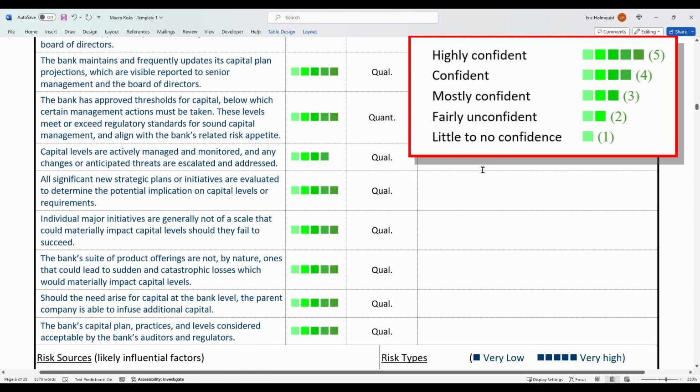All significant new strategic plans or initiatives are evaluated to determine the potential implication on capital levels or requirements. This one I'm not as comfortable with. We've got some new initiatives we've proposed that I think when we think about these, we tend to focus a lot on the possible benefit, but I don't know that we do enough analytics. So I would say I'm only fairly confident in that because I think we need to analyze some of these initiatives a little deeper to see if they could have losses that could impact capital levels.